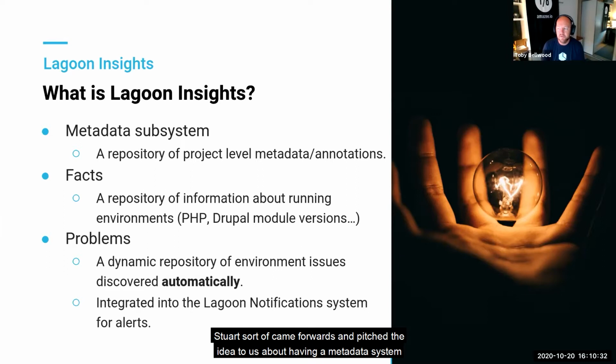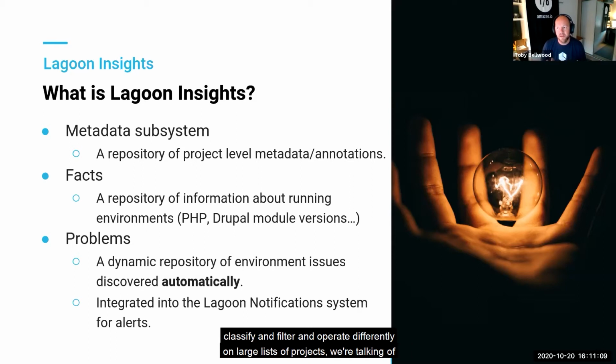And so Stuart came forwards and pitched the idea to us about having a metadata system. For us, that made an awful lot of sense. For a user to be able to define elements about their projects is really, really critical. And Stu's use case was to be able to use it with Ansible inventories, so that in GovCMS's case, they had different levels of maintenance provided on projects, and the same story you'll see with Blaze. They've also got different needs for Drupal 7 and Drupal 8.